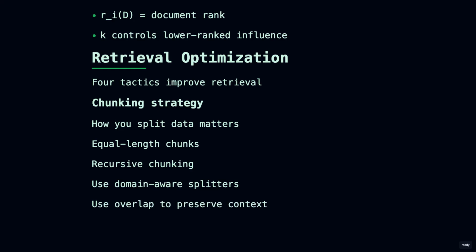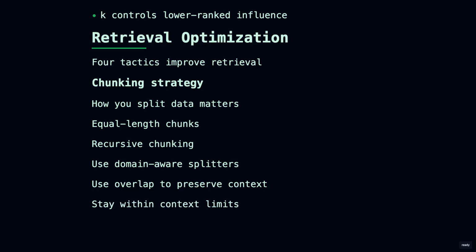Without overlap, a chunk boundary can split an important idea in half. Overlap gives boundary text a second chance to appear in a nearby chunk, which reduces the risk of losing meaning. Chunk size also has to respect model limits. The chunk must fit inside the generator's context window, and for embedding systems, it must also stay within the embedding model's limit.